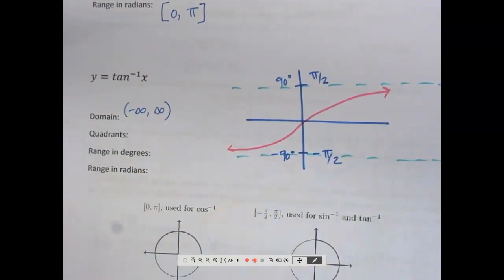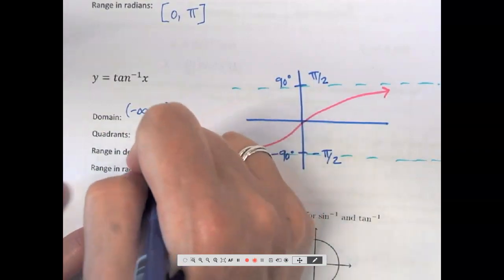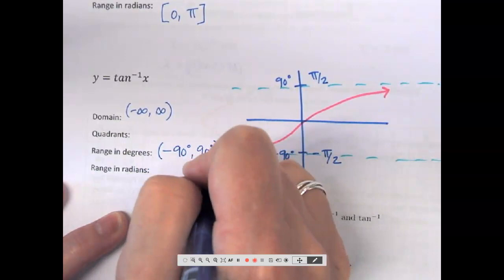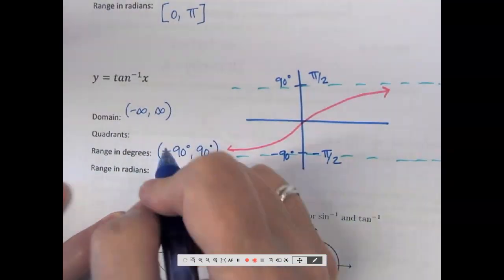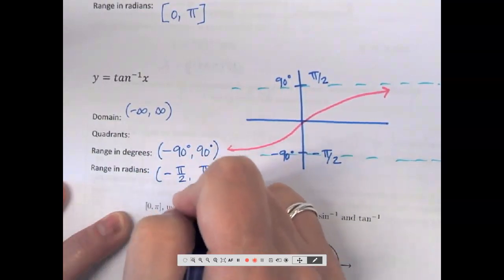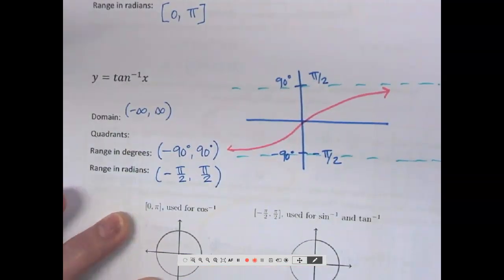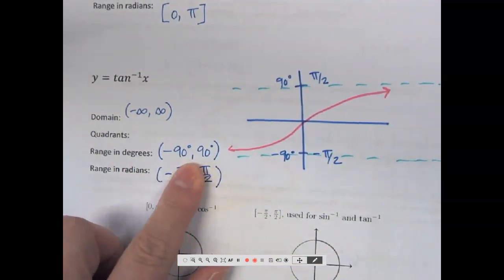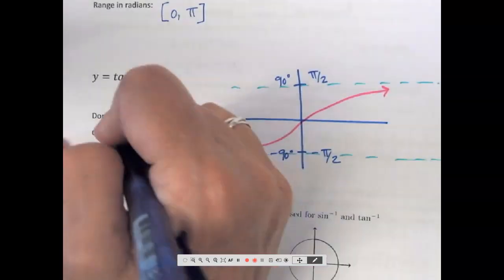We'll come back to quadrants. What's the range? But do I include them? No, because there are asymptotes there. So we'll just do parentheses, negative 90 to 90. And then if we're referring to radians, that would be negative pi over 2 to pi over 2. Okay, so if I'm back to 90 to negative 90, which two quadrants does that involve? 1 and 4 again.